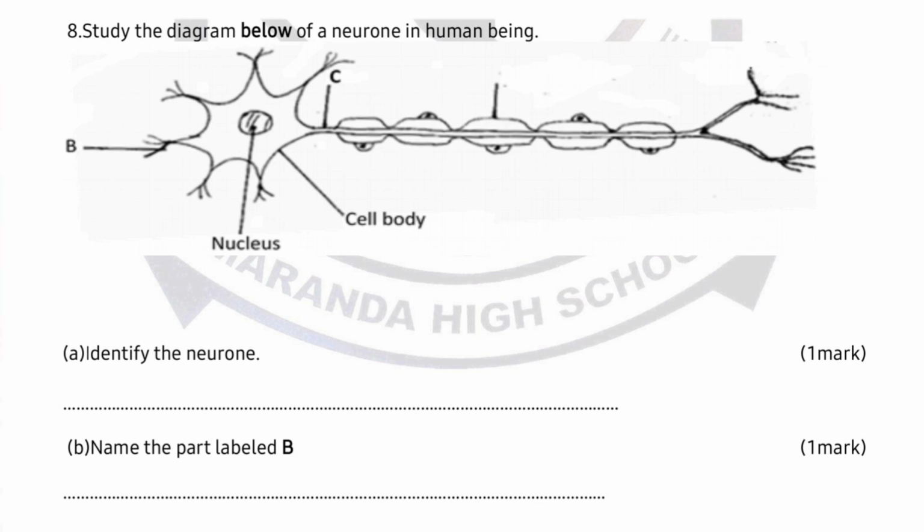Okay, now part A, identify the neuron. This is a motor neuron. Reason being that, as you can clearly see, the cell body is located on one end with multiple dendrites extending from it. So actually the part labeled B is a dendrite, okay? That's a receptor dendrite.